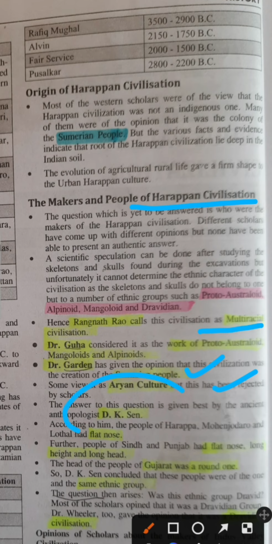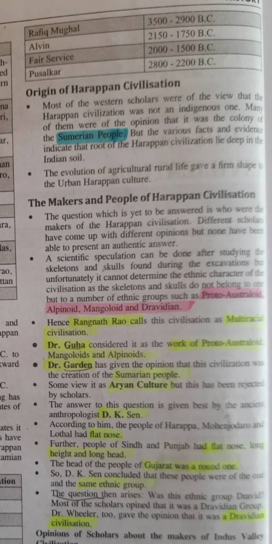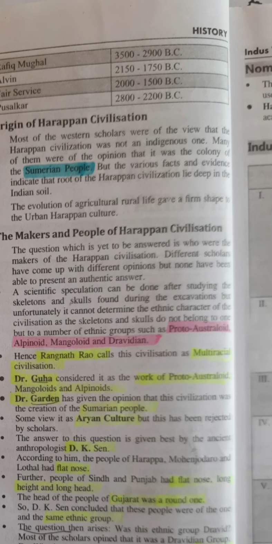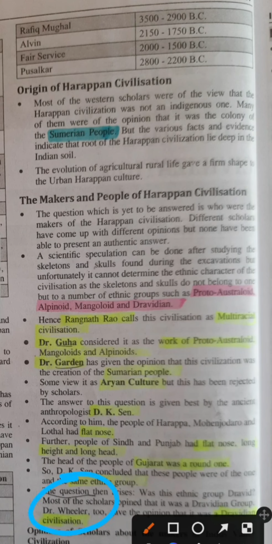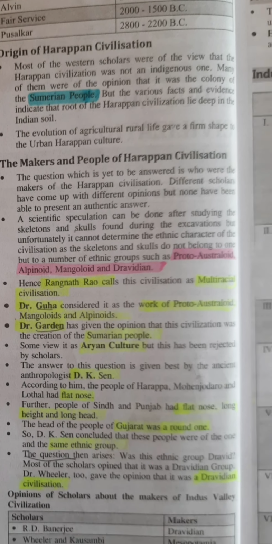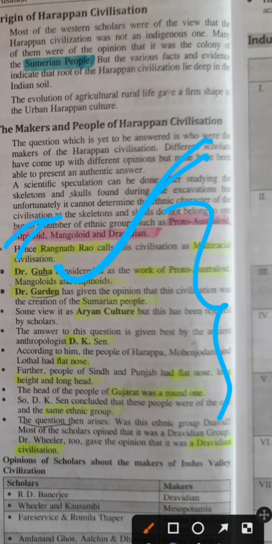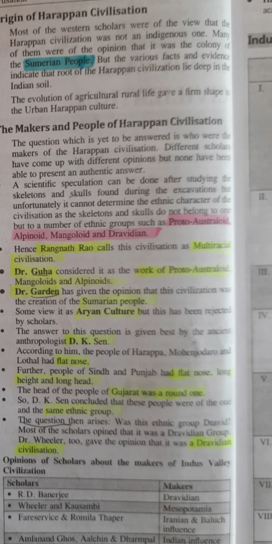And an important one is D.K. Sen. D.K. Sen said that the nose of the Indus Valley civilization people is very flat and the head is round in shape, by his observations of the skeletons of the Indus Valley civilization. And again, Dr. Wheeler said that the Indus Valley civilization is a Dravidian civilization. These points are very, very important. Compulsory questions will come from these points.